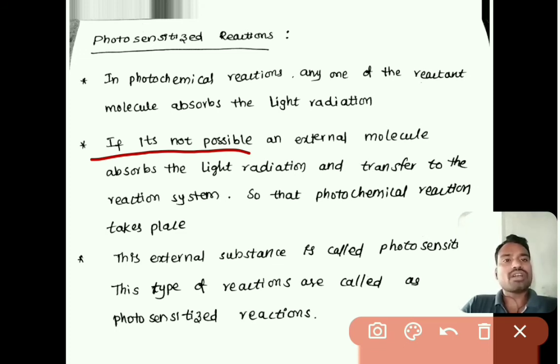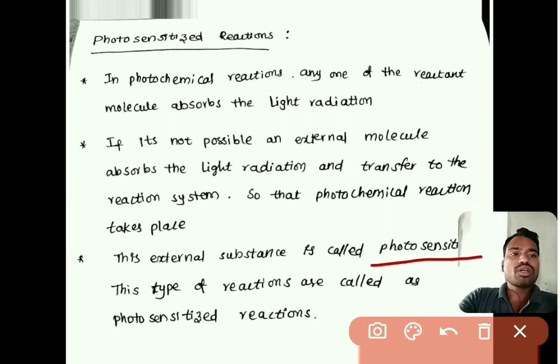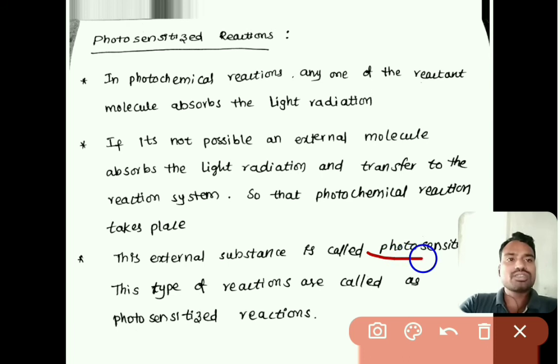The external substance which absorbs the light energy is called a photosensitizer. The major work of the photosensitizer is that it may not be involved in the reaction, but it absorbs the light energy and gives it to one of the reactant molecules, so that the reactant molecule is excited and the reaction proceeds, and the photochemical reaction takes place.